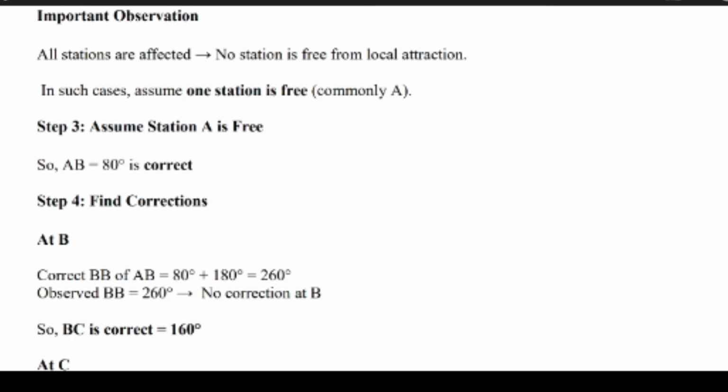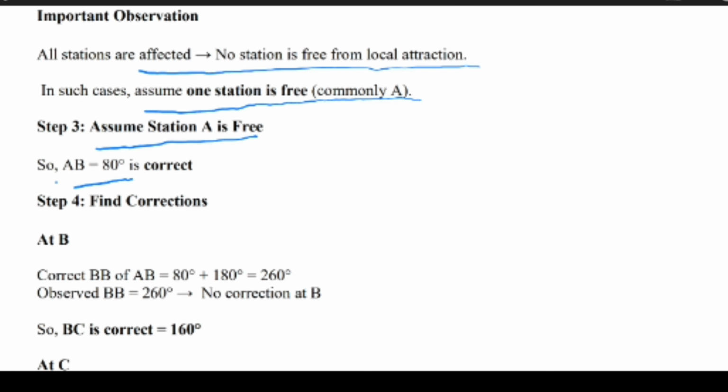So here all the stations are affected by local attraction. There is no free station unaffected by the local attraction. We have to assume any one station. So we are assuming station A is free from local attraction. Whatever bearing you get, AB is equal to 80 degrees, let us consider correct.